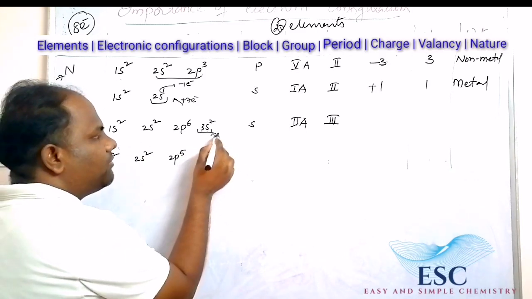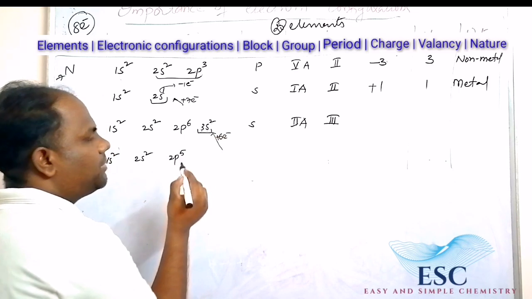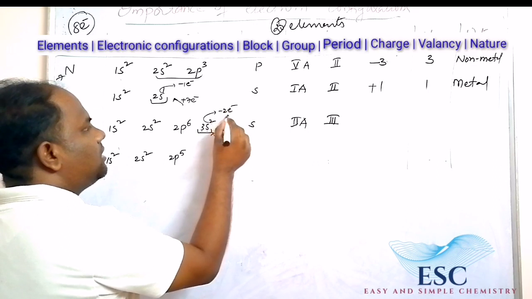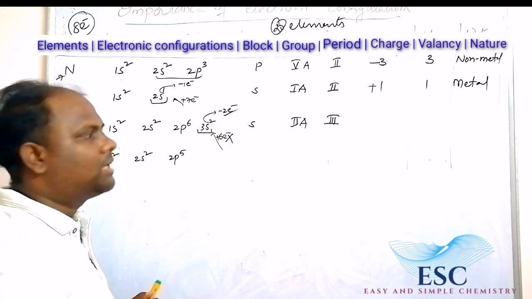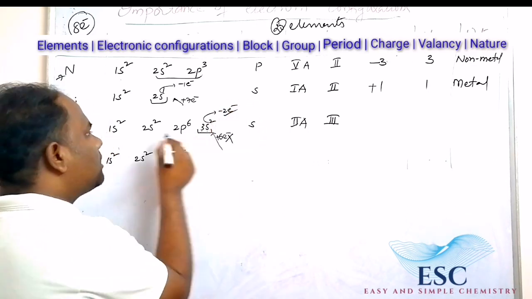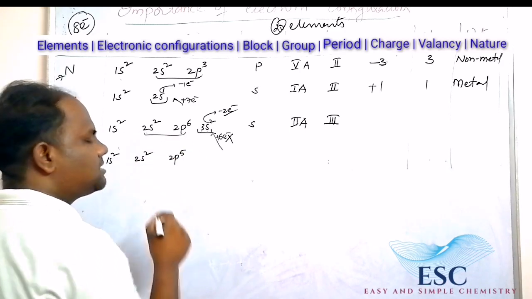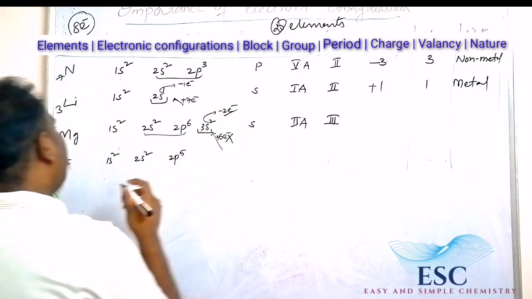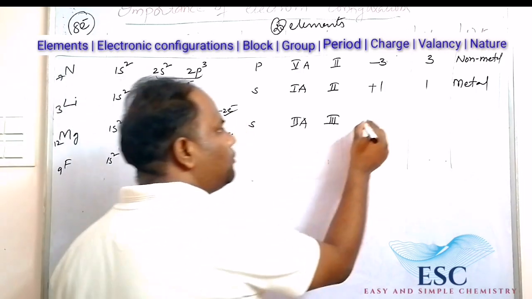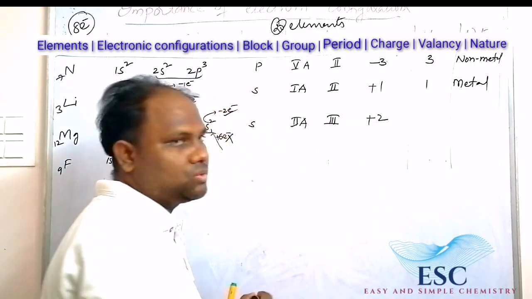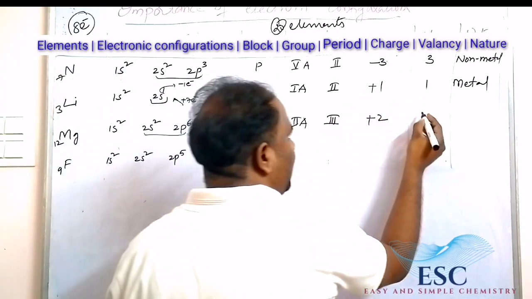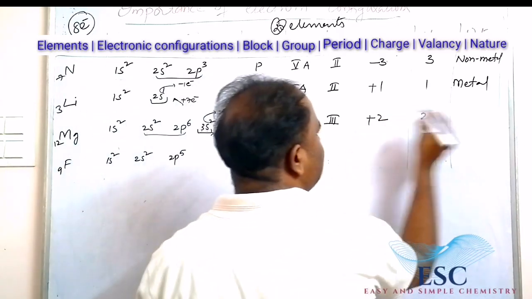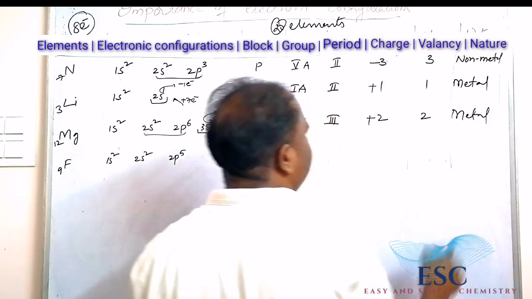It requires how many electrons? 6 more electrons to become 8 electrons, the stable electronic configuration, or losing these 2 electrons. Which condition? This is the favorable one, not that one. When losing 2 electrons, these 2 orbitals act as valency orbitals. When losing these 2 electrons, magnesium becomes stable. When losing 2 electrons, the charge is +2. The valency of magnesium is 2. Magnesium can form 2 bonds. Plus means it is a metal.